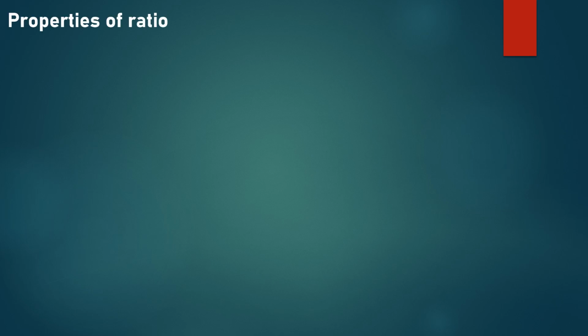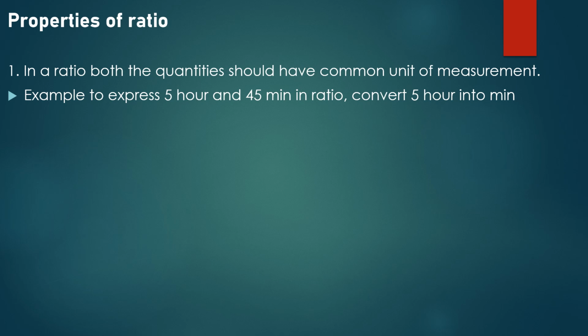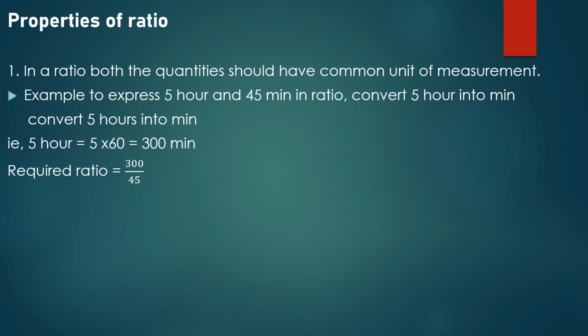Properties of ratio. In a ratio, both the quantities should have a common unit of measurement. You cannot convert two numbers which are in different units into the ratio form. For example, if you have 5 hours and 45 minutes, and we have to write the ratio of this, you have to convert 5 hours into minutes first. So we have 5 hours means 5 into 60, that is 300 minutes. Therefore, the required ratio will be 300 divided by 45. Upon cancellation, we have 15 twenties are 300, 15 threes are 45, so 20 by 3 or 20 is to 3.